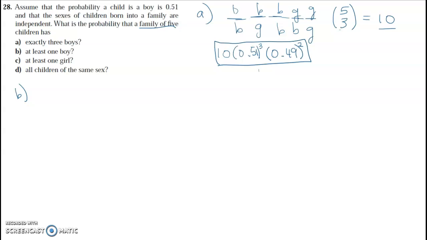So then let's do part B. What's the probability of having at least 1 boy? This is the same as having 1 boy, 2 boys, 3 boys, 4 boys, or all boys. So the only possibility it excludes is having 0 boys, which is the same thing as all girls. So it's the total probability, 1, minus 0.49 to the power of 5. That's the answer for the probability of having at least 1 boy.